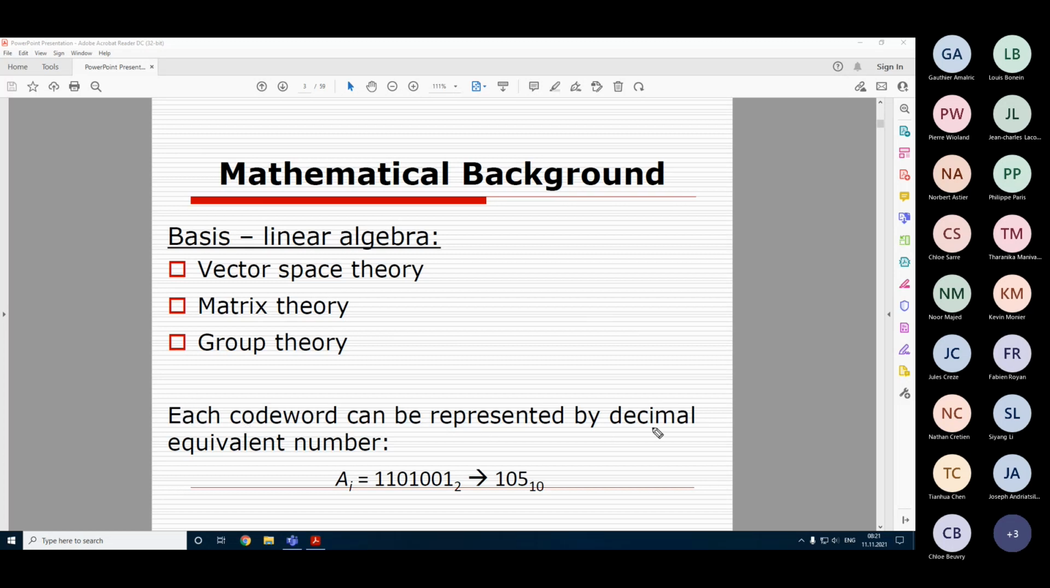Each code word can be represented as a decimal number. For example, if we have this code word, we can consider it to be a binary number and convert it into any other base. In this particular case, this code word of 7 binary symbols can be considered to be the number 105 in decimal form. You can also use octal form, hexadecimal form, and so forth. But what matters most here is that each code word is, in a sense, just a number, very similar to the numbers we use in our decimal system in daily life when we add numbers, subtract numbers, and so forth. So similar operations should be possible with the code words.